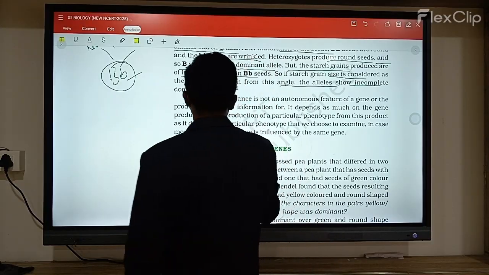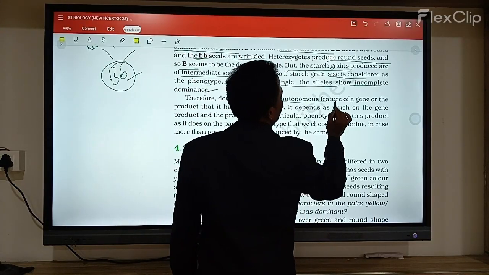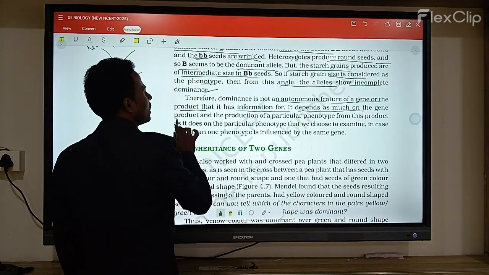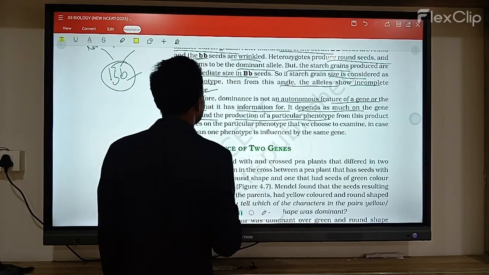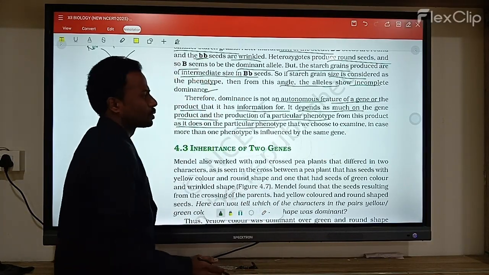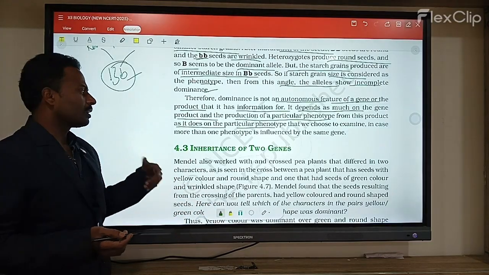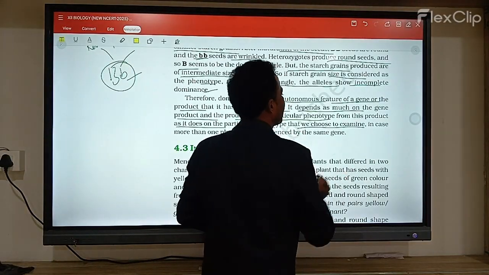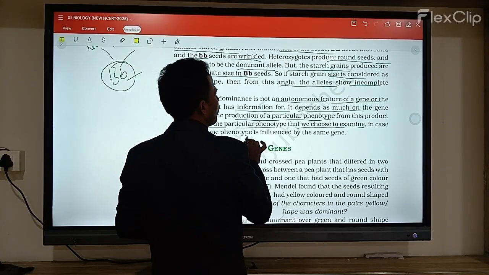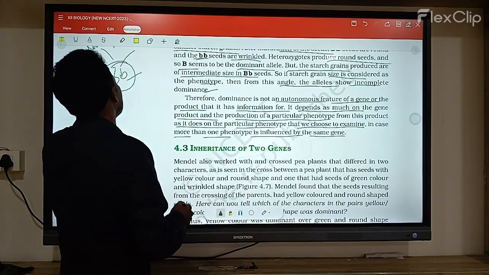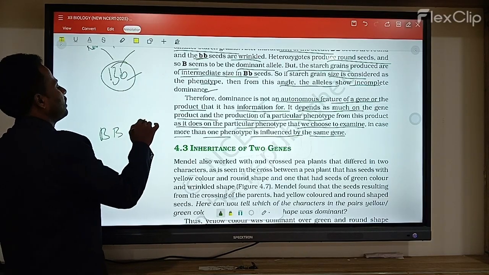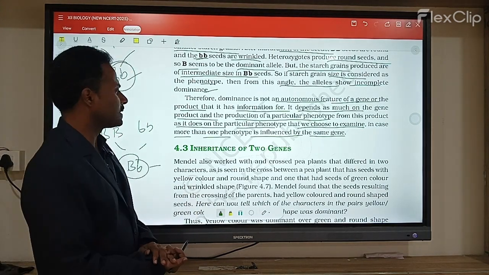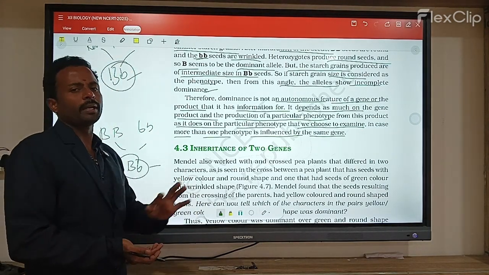And here, therefore, dominance is not autonomous; the expression of the information depends upon the genes and the production of the particular phenotype. So once the genotype is produced, it produces a particular phenotype, as well as the genotypic characters we choose to examine. In this case more than one phenotype is influenced by the same gene. So one gene influences the other characters. Okay, this is codominance and the information.